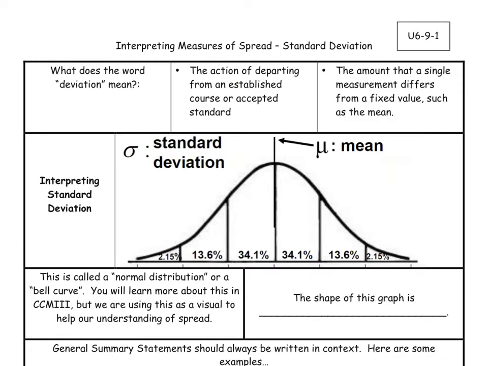So this graph here is called a normal distribution. It's a normal curve, high in the middle and low on the ends. Sometimes it's also called a bell curve, and you'll learn more about the bell curve in CCM 3. And so the shape of this graph, as we can see, is mounded or symmetrical. And this bell curve is used for a lot of things. When we talk about IQ, there's the bell curve. When we look at grades, there's a bell curve.